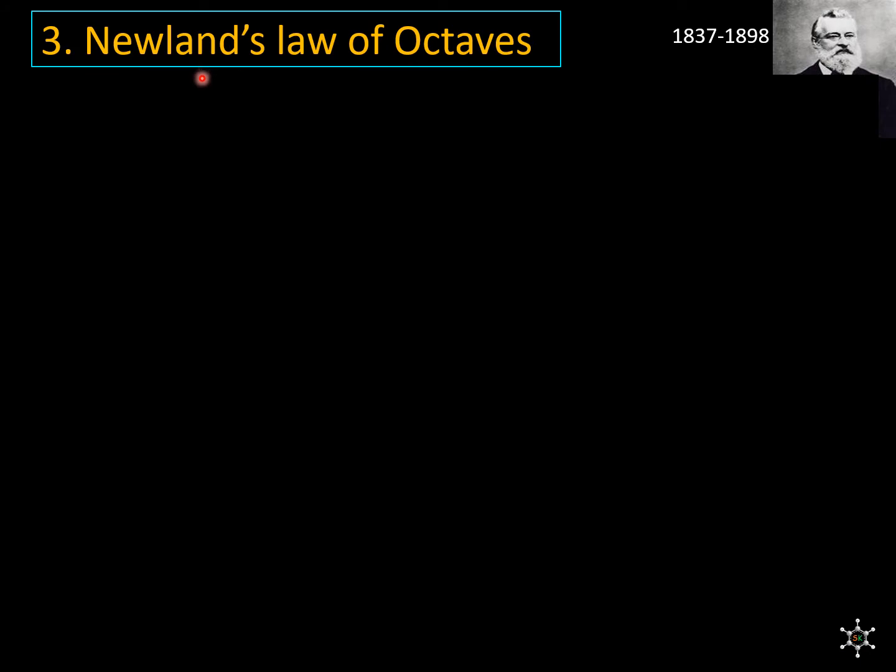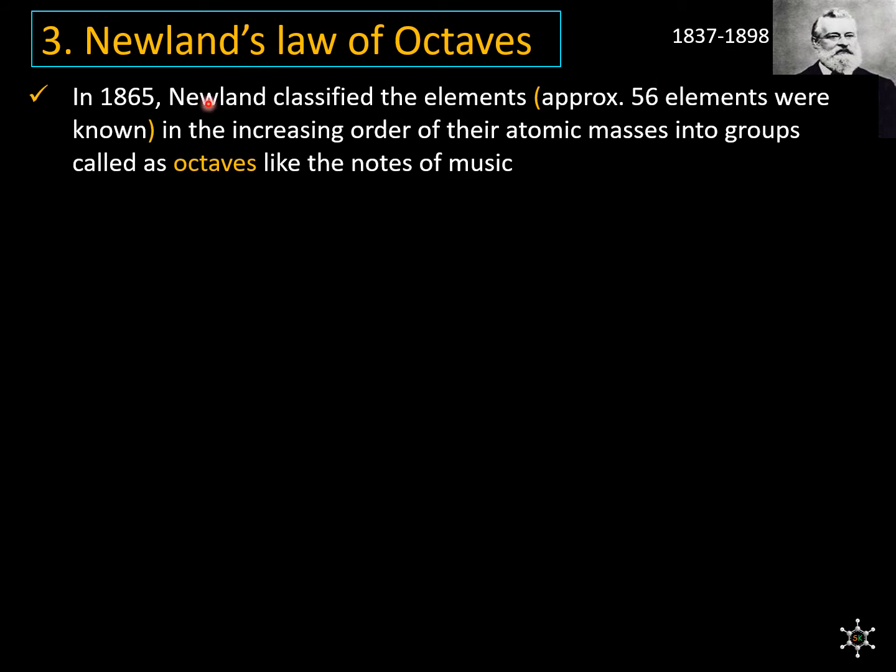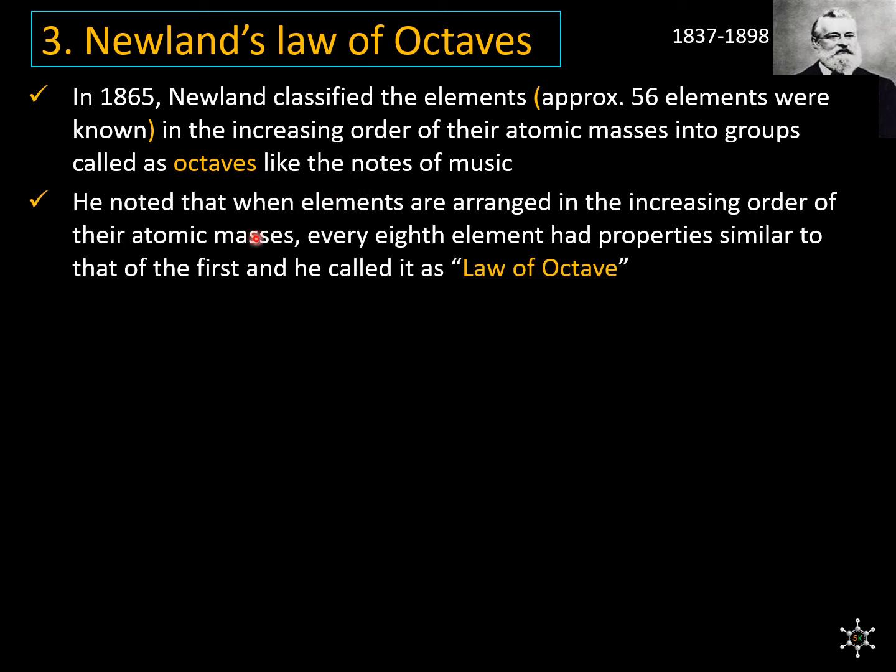The next attempt was from the scientist Newland, and he named it Newland's law of octaves. The years he worked were 1837 to 1898. In 1865, Newland classified the elements in the increasing order of their atomic masses into groups called octaves, like the notes of music. He noted that when elements are arranged in the increasing order of their atomic masses, every eighth element had properties similar to that of the first element, and he called it the law of octaves.